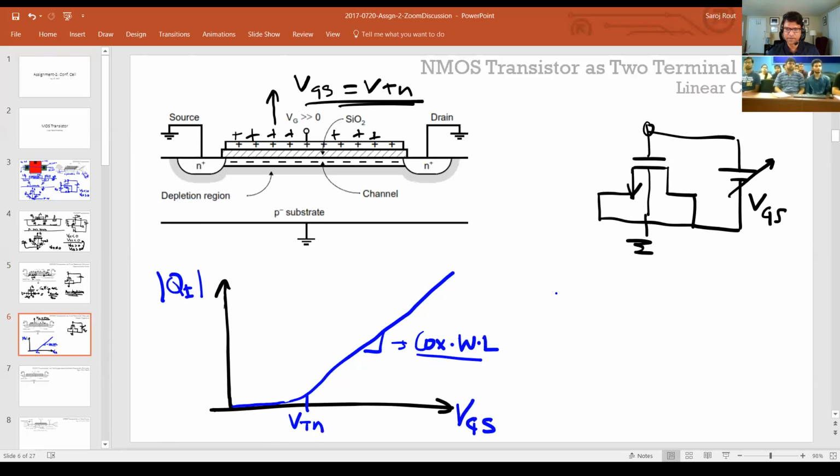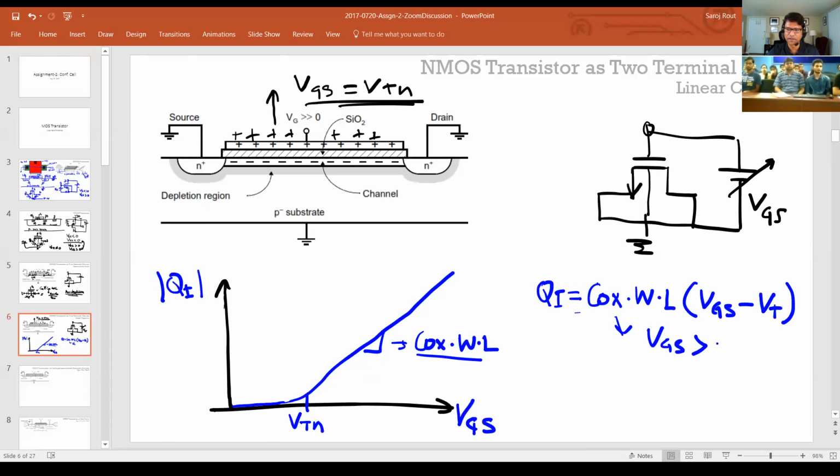And this QI, the expression for this, you can write it as Cox times WL, but VGS minus VT. Okay, so it's only after the VGS crosses VT. Before VGS minus VT, it looks like negative charge, but there is actually no negative charge here. So this equation is valid only after VGS is greater than VT.